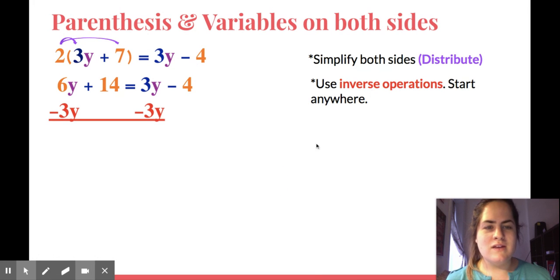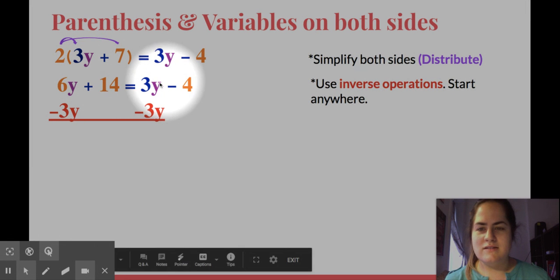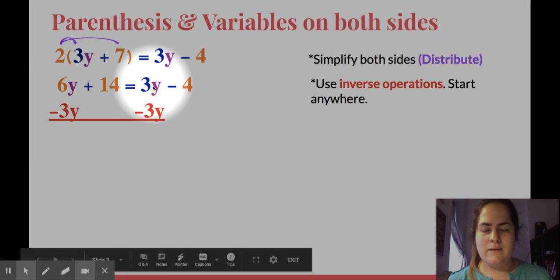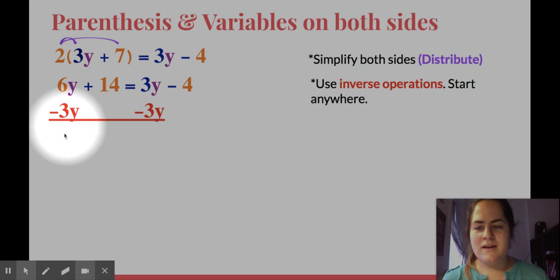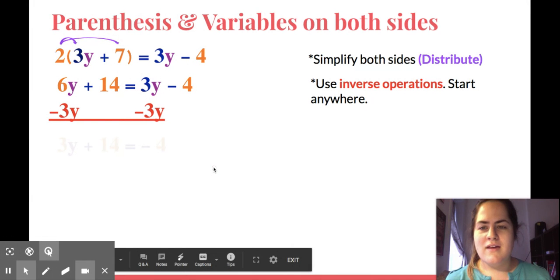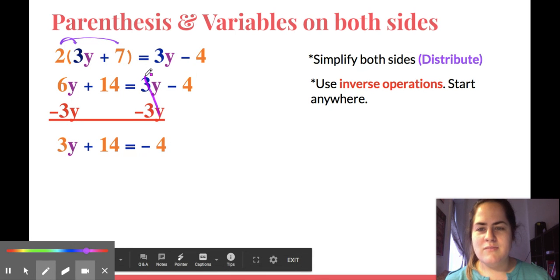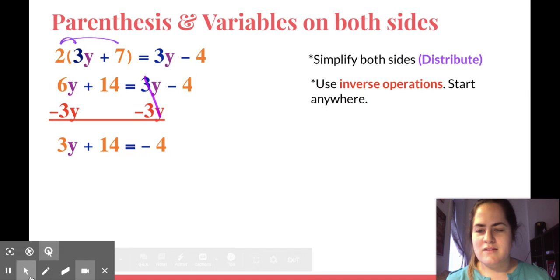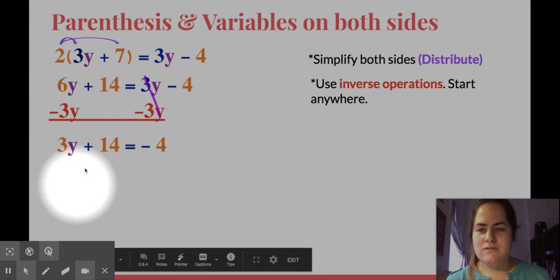Now I'm going to use inverse operations, start with any term. I decided to start with the 3y. The opposite of positive 3y is negative 3y. Whatever I do on one side, I do on the other side. And I simplify. 6y, take away 3y. That gives me 3y. So I bring that down. I have canceled out my opposites, so they're not there anymore. And I bring everything down.